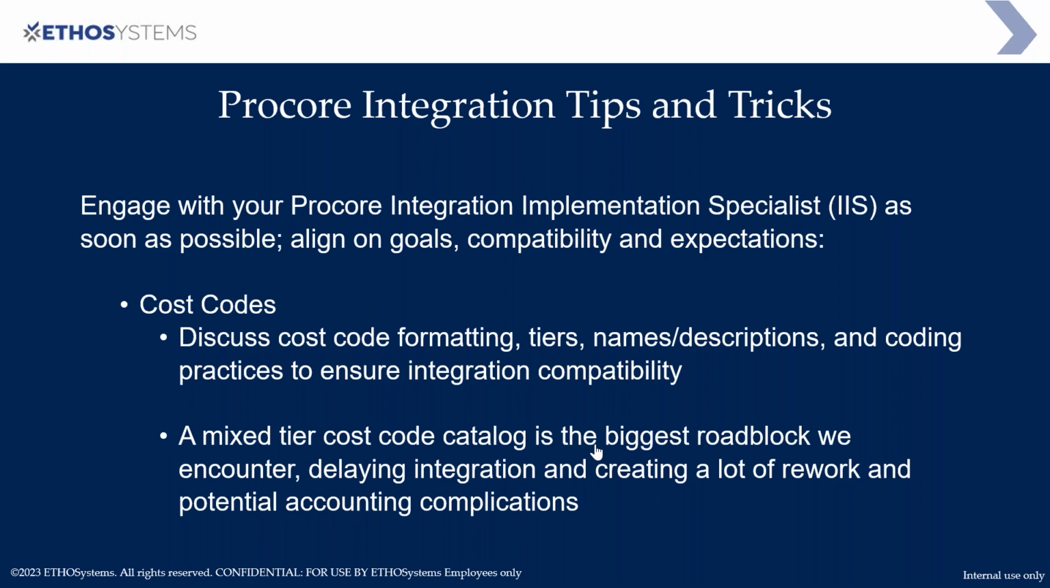So as we talked about earlier, cost codes are probably our number one roadblock that we run into when we're starting implementation with the integration. So we really want to get on that sooner rather than later, and discuss the formatting, the tiers, and names and descriptions to make sure that they're compatible with the integration. I'd say it's rare that we get a cost code list when we're starting implementation that is perfect and ready to go. So we like to have those discussions early on so we can avoid any duplicate entries or having to rework the entire cost code formatting.